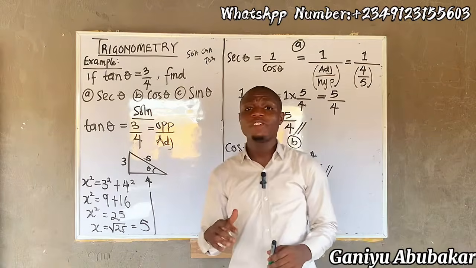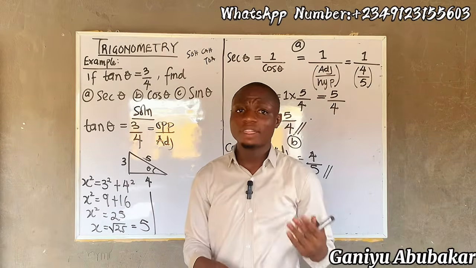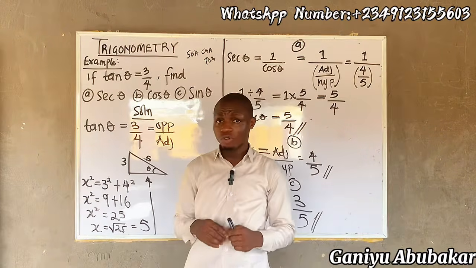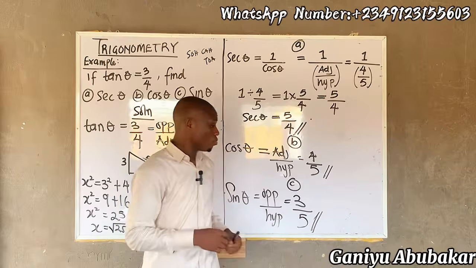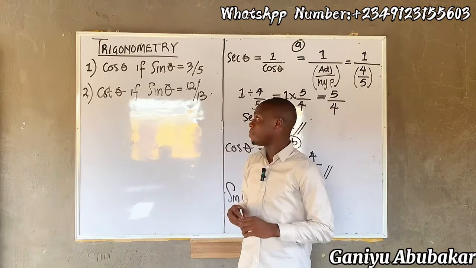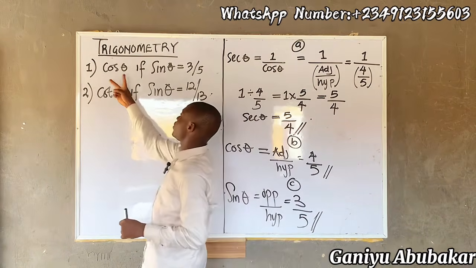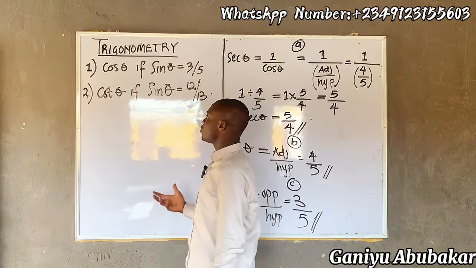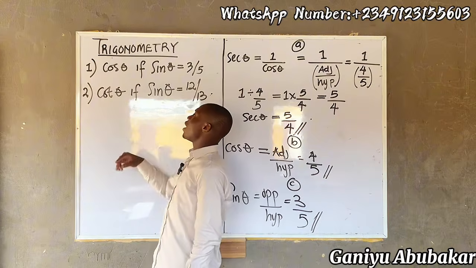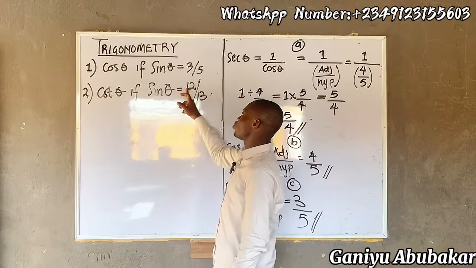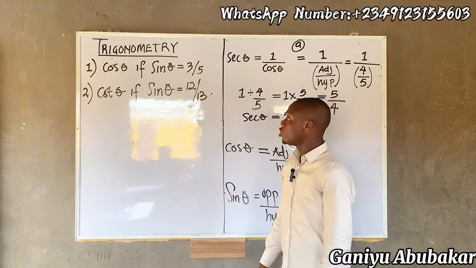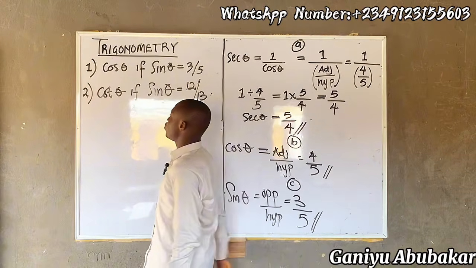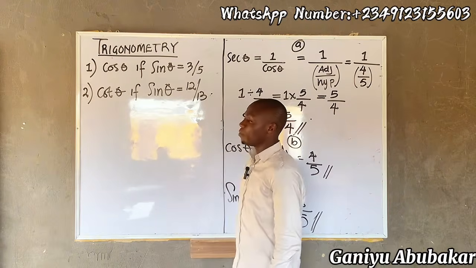Now listen, I'll give an assignment to try, and you leave your answer in the comment section, and I'll reply to you if you are wrong or correct. Welcome back. The assignment says find cos theta if sin theta is 3 over 5. Number 2 says find cos theta if sin theta is equal to 2 over 3. This is a JAMB question.